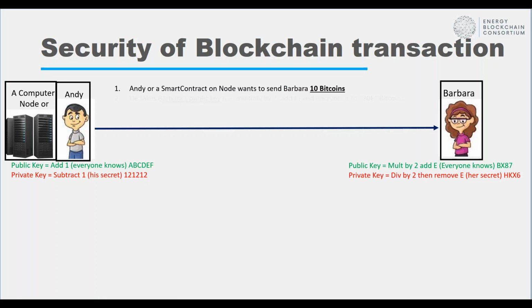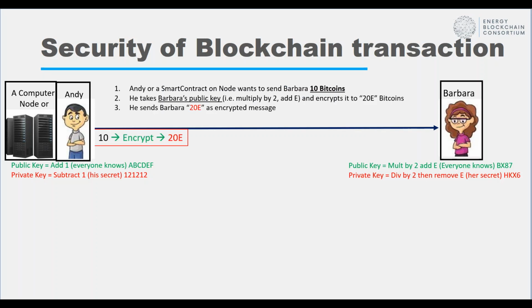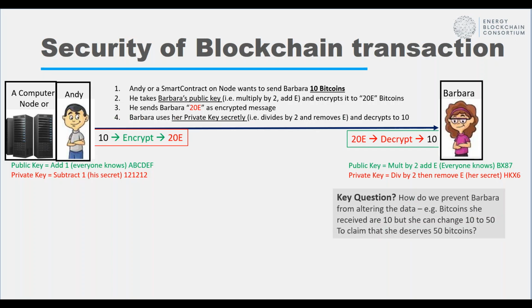All right. Now look into how the security of a transaction works. So same guy, Andy, same gal, Barbara. Andy wants to send Barbara 10 Bitcoins. So he takes Barbara's public key, which is multiplied by 2, and Andy encrypts it and sends it to Barbara. Barbara uses a private key secretly and decrypts it to 10. We all know that.